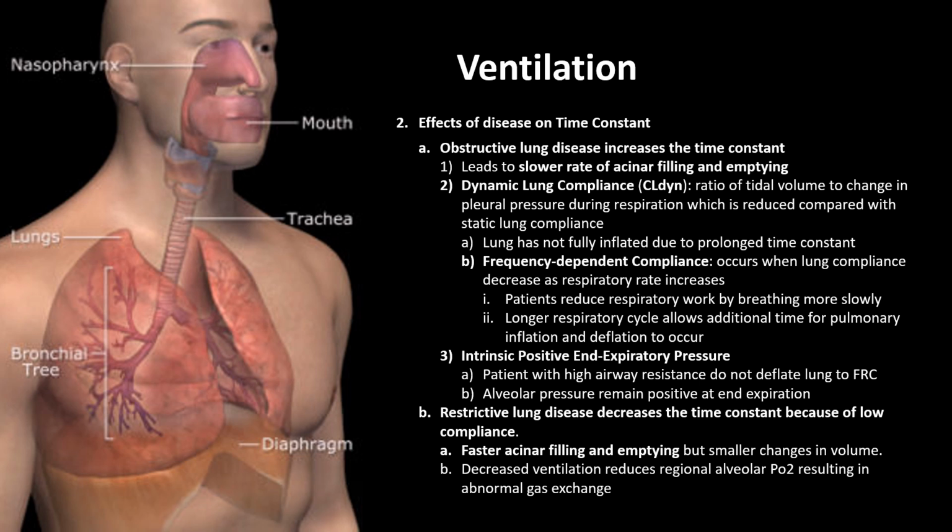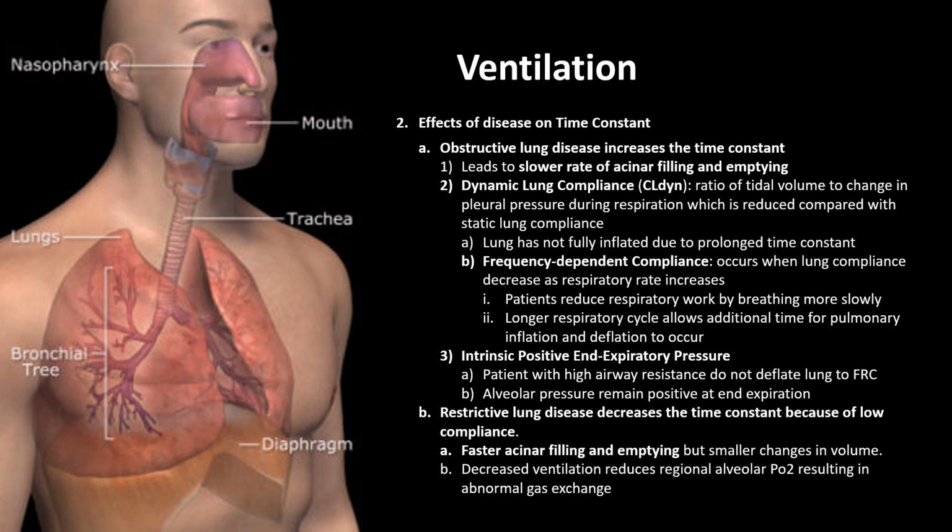Now, what are the effects of diseases? First, the time constant can be unequal because some areas may have low compliance and other areas high resistance. This results in wide variation in regional alveolar ventilation, which produces large differences in the regional alveolar O2 tension and markedly interferes with gas exchange. Now, obstructive lung diseases increase the time constant because of high airway resistance. This leads to a slower rate of acinar filling and emptying.